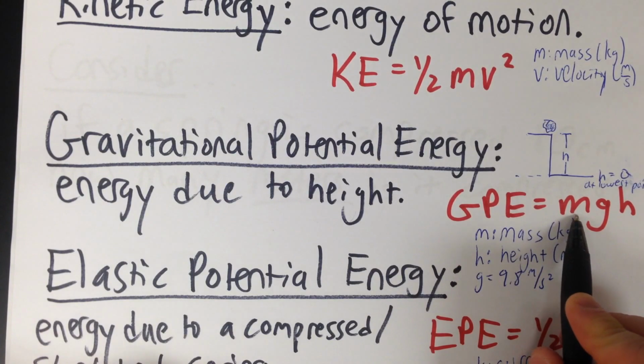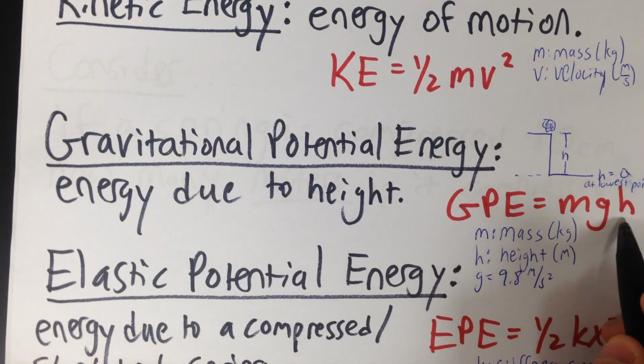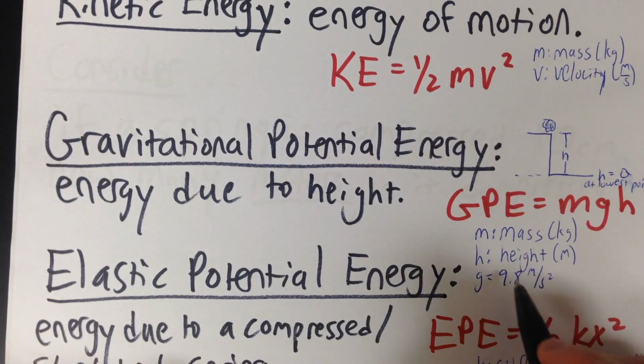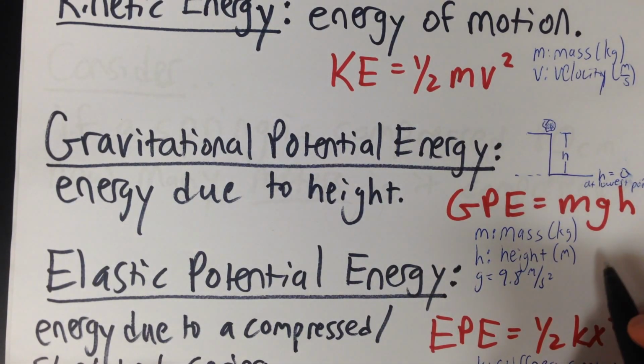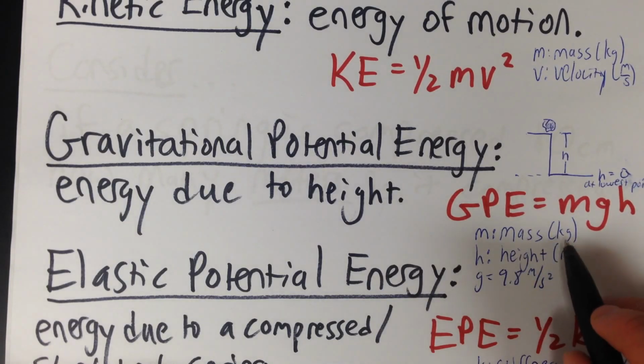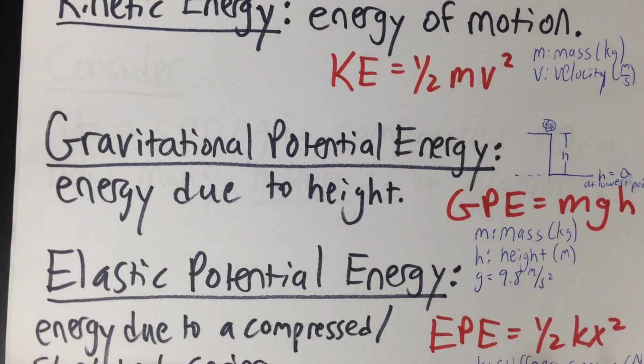The formula for GPE is mass times gravity times height. Remember, gravity is 9.8 meters per second squared. And you've got mass and height in the formula too.